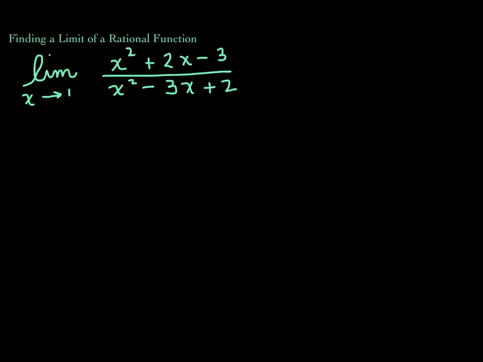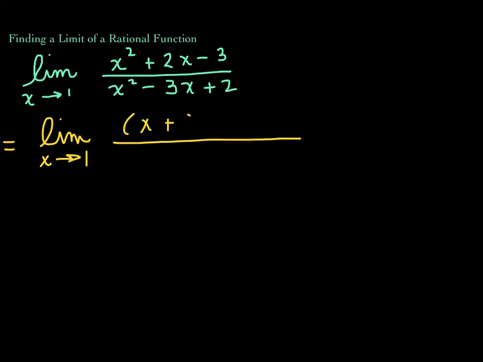All right, this one's going to be interesting. We have the limit of a rational function here. The limit of x squared plus 2x minus 3 over x squared minus 3x plus 2 as x approaches 1. I want you guys to notice that this is equivalent to the limit as x approaches 1. Let's go ahead and factor the numerator and the denominator. The factors of the numerator are x plus 3 times x minus 1. And if you factor the denominator, it's x minus 2 times x minus 1.